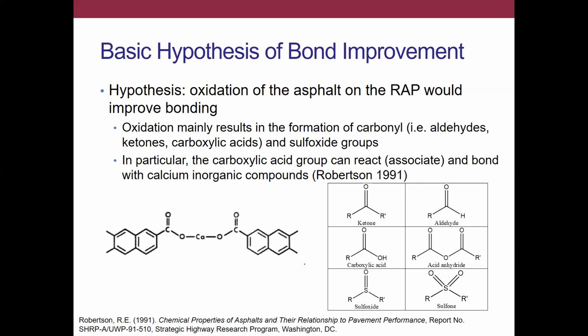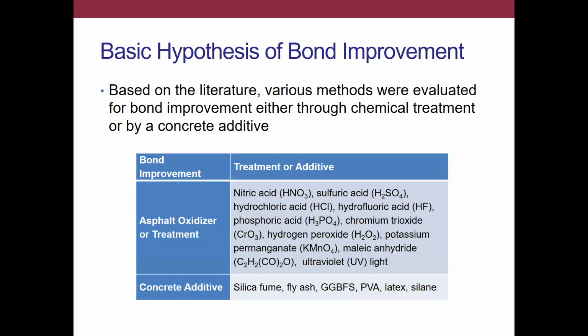So the idea here was that if we can oxidize this RAP further, we should be able to improve the chemical affinity between our calcium-bearing compounds that are produced from cement hydration and the surface of the asphalt on our RAP particles. Indeed, looking at the literature, we determined a number of different treatments that would likely oxidize the asphalt on the RAP. So we went through a number of different treatments. We'll show some of this data.